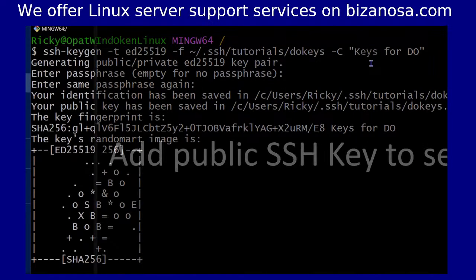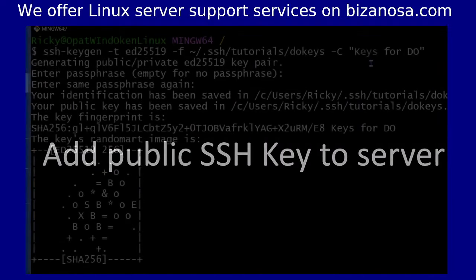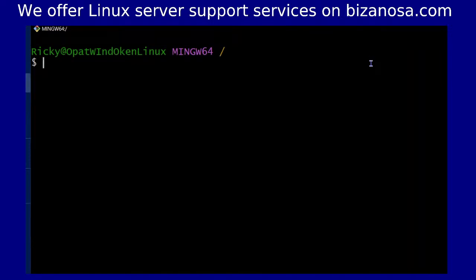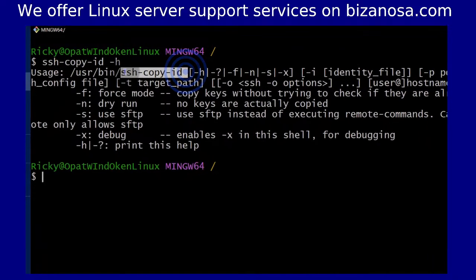The next step is to add it to my server. So to add it to my server, I'll just do Control L to clear the screen, and then I will do ssh-copy-id. So ssh-copy-id will help us to copy the public key to the server. If you don't know how these commands are going to follow each other, which one comes first, you can do ssh-copy-id -h, and it's going to show you this. So you can see there, the ssh-copy-id will come first.